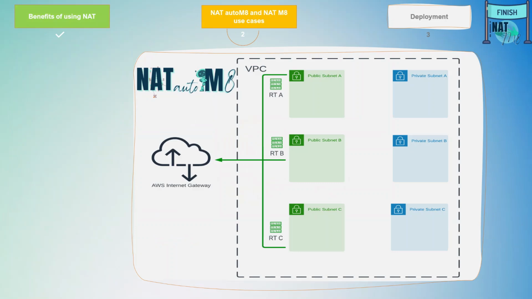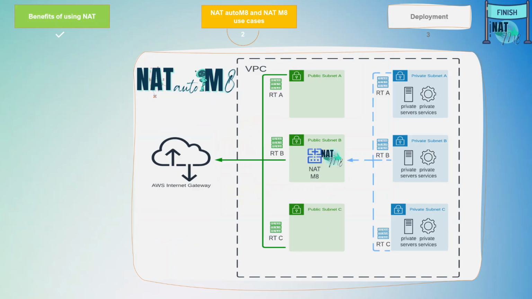The NAT autoM8 simplifies all that for you. It handles the configuration you see on the screen, allowing you to focus on your private servers in just minutes, not hours. It adapts to your needs rather than the other way around.